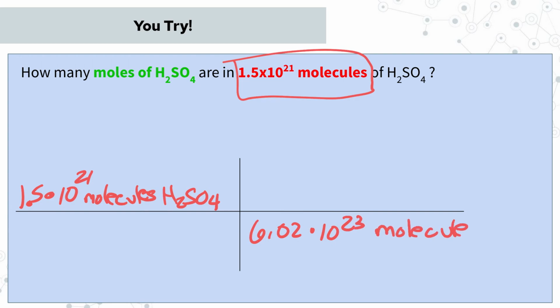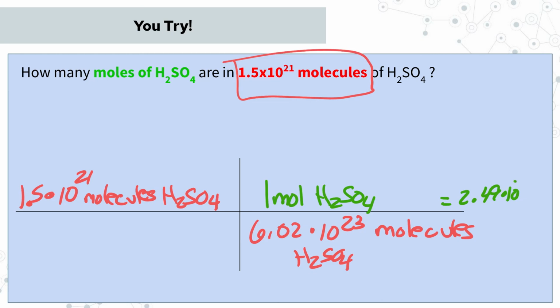Molecules H2SO4, and our 1 mole H2SO4 goes on top. And when we calculate that, we get the answer of 2.49 times 10 to the negative 3rd moles H2SO4.